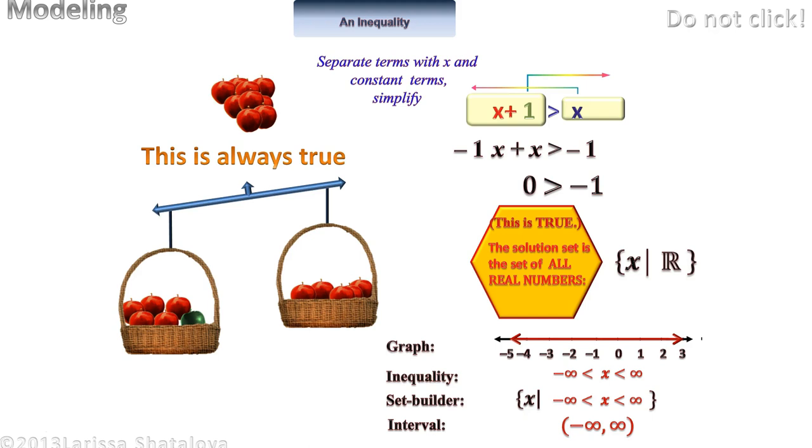This is why we have to say the solution for this inequality is all real numbers, for any number for x. You can pick 1 billion for x. Then the left side would be 1,000,000,001. The left side is greater than the right side because the right side would be just 1 billion.